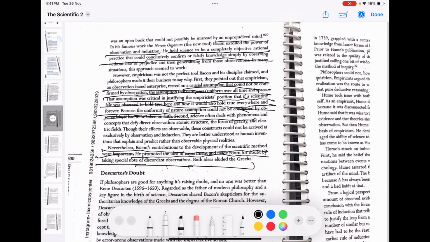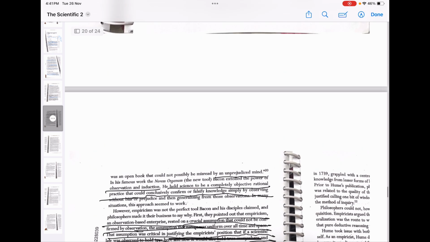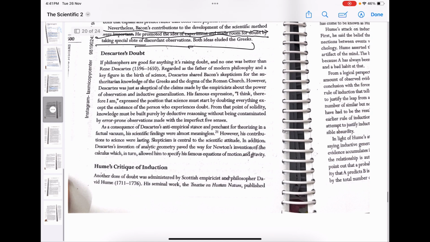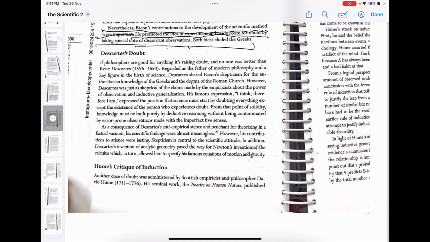Secondly, science often deals with phenomena and concepts that defy direct observation, right? For example, gravity and so on. Okay, so that is Bacon. Bacon basically believed that there should be no bias and stuff like that when it comes to taking decisions.